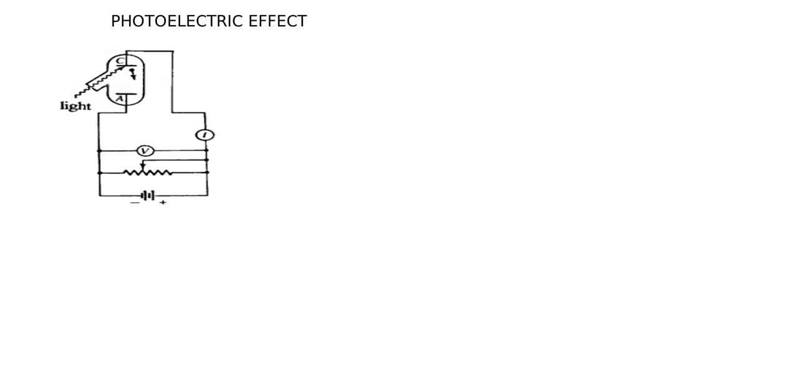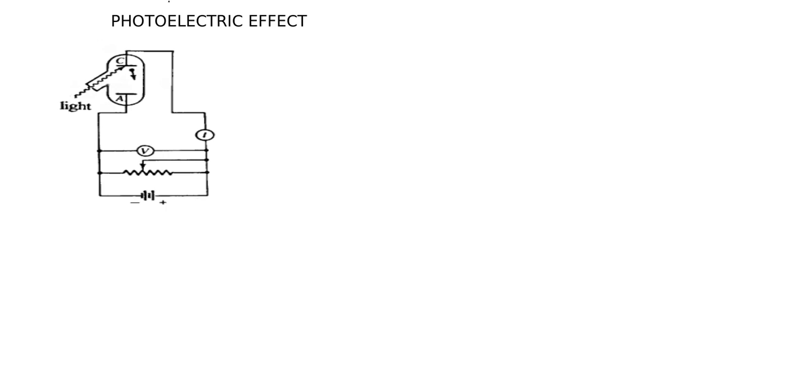Firstly, what is the photoelectric effect? When electromagnetic radiation of high enough frequency is incident on the surface of a metal, electrons are emitted. That phenomenon is called the photoelectric effect. Let me explain using this diagram.